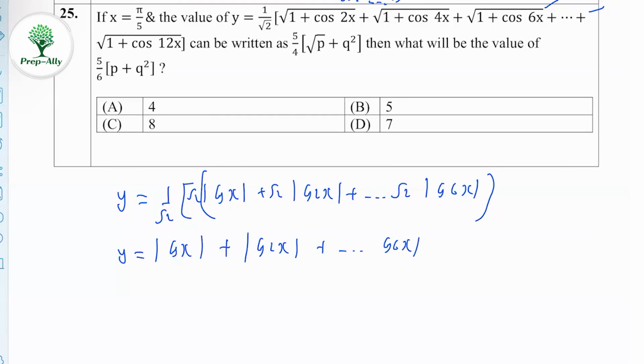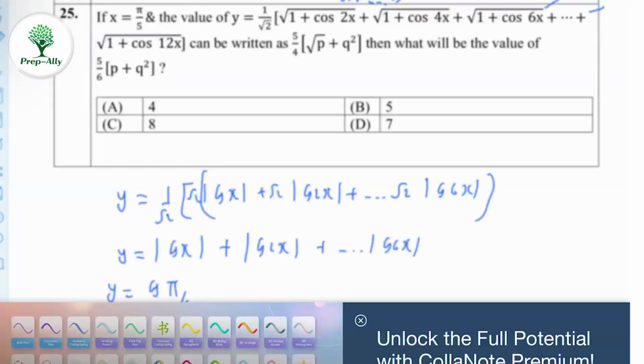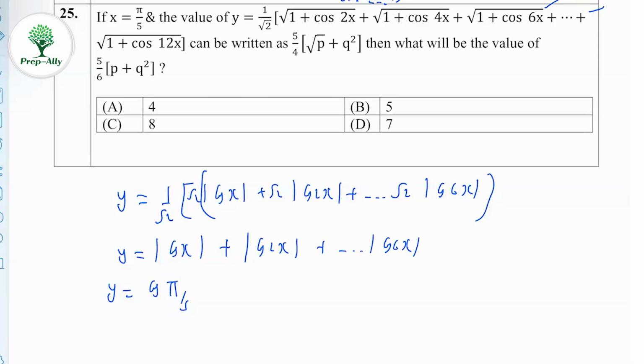mod cos 6x. Now at x is pi by 5, cos pi by 5 is positive, so mod cos pi by 5 is cos pi by 5. Then cos 2 pi by 5 is also positive, so cos 2 pi by 5. Cos 3 pi by 5 is negative. So here what I'll write? Minus cos 3 pi by 5. Cos 4 pi by 5 is also negative. So minus cos 4 pi by 5.